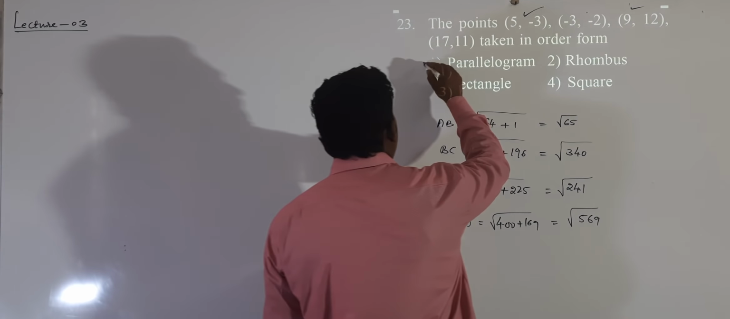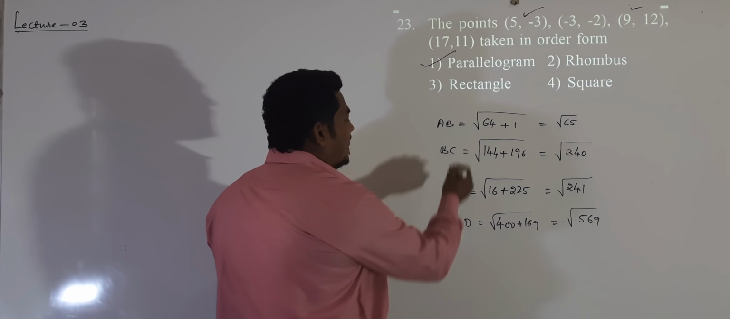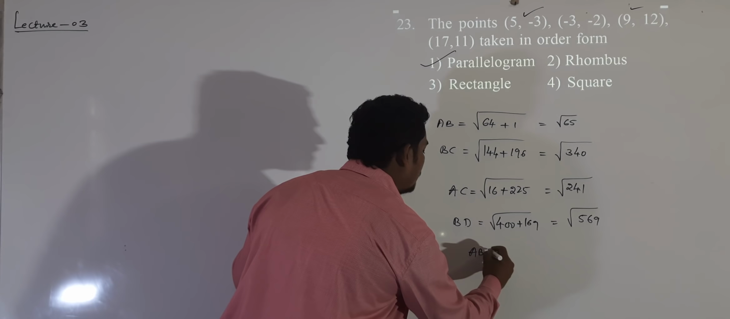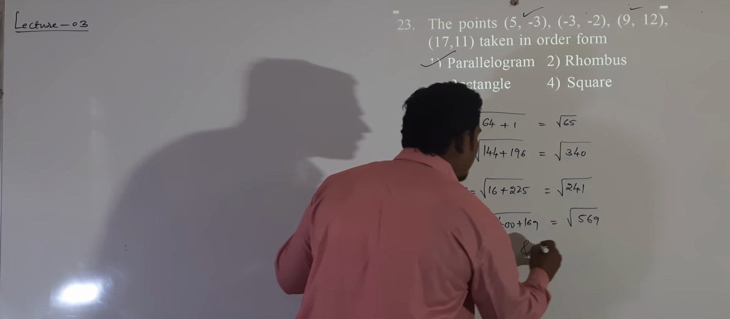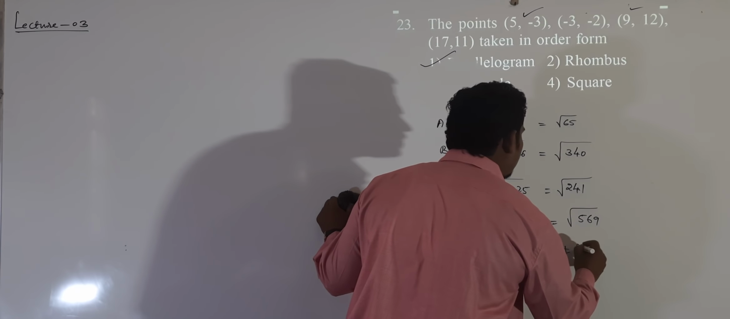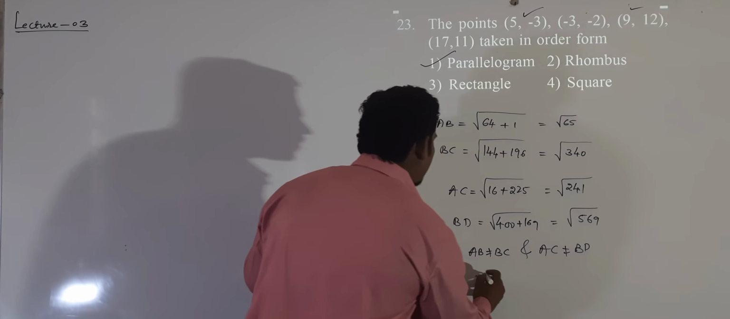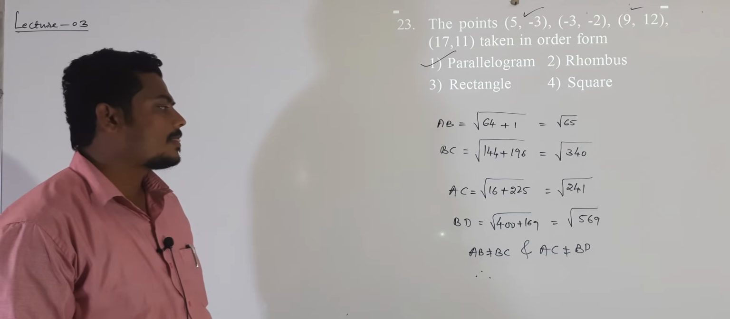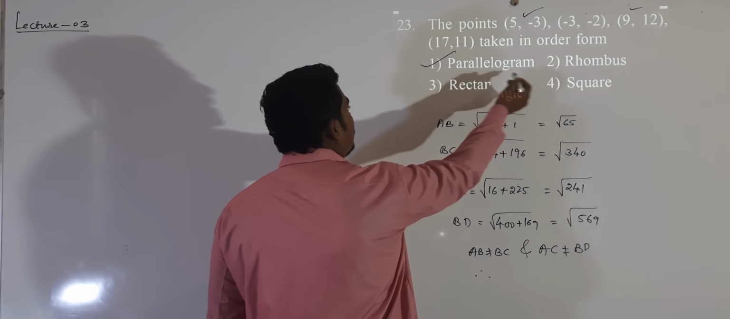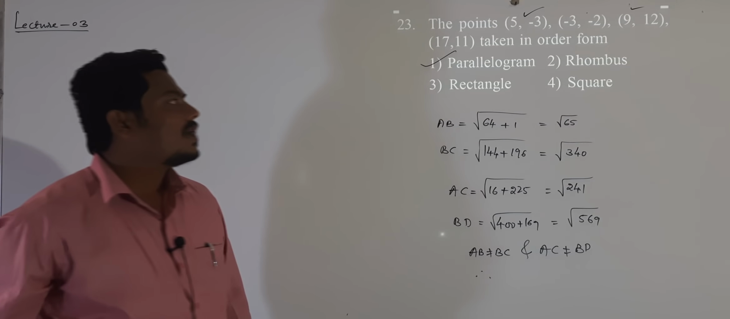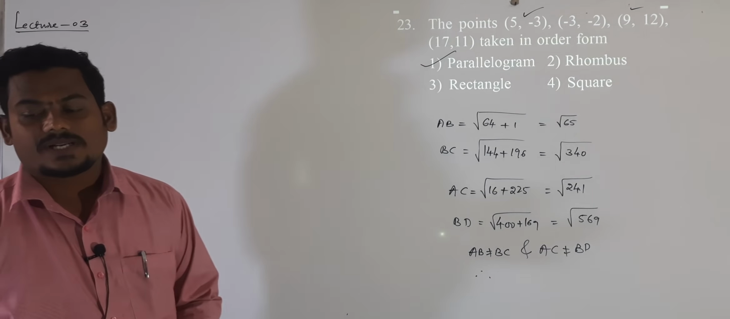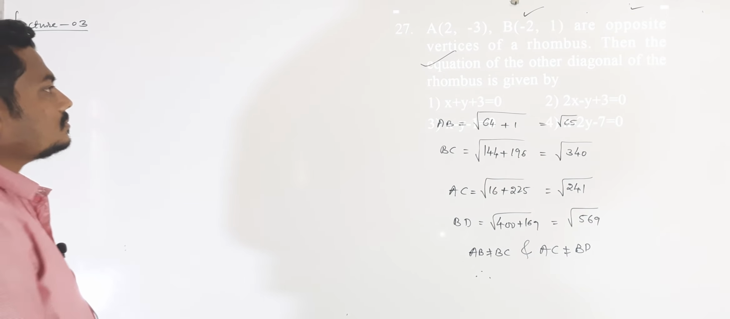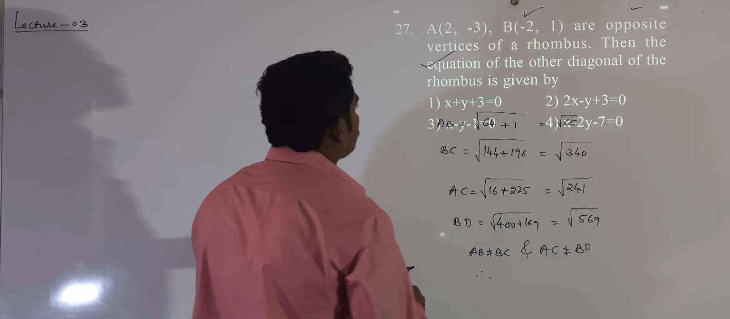Clearly it is a parallelogram. AB is not equal to BC, adjacent sides unequal, and diagonal AC is not equal to diagonal BD. Therefore, given points form the vertices of a parallelogram, right? Next problem.